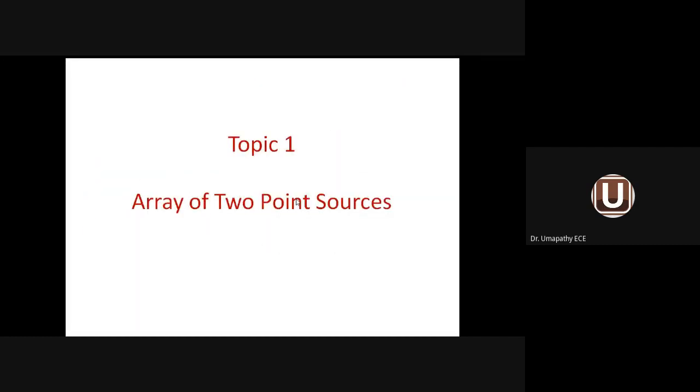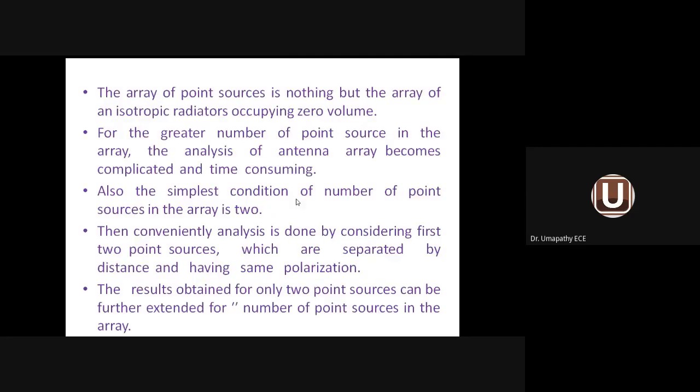Topic 1. Now we come across derivations for the next 3 topics. Topic 1, array of 2-point sources. So I am taking only an array which comprises only 2 elements. Now the question is, why should I go for a 2-element array? It is the simplest array available. If it is a single element, it is not an array. Array means 2 or more similar elements put together is called an array. So to do some manipulation, I go for the simplest array available.